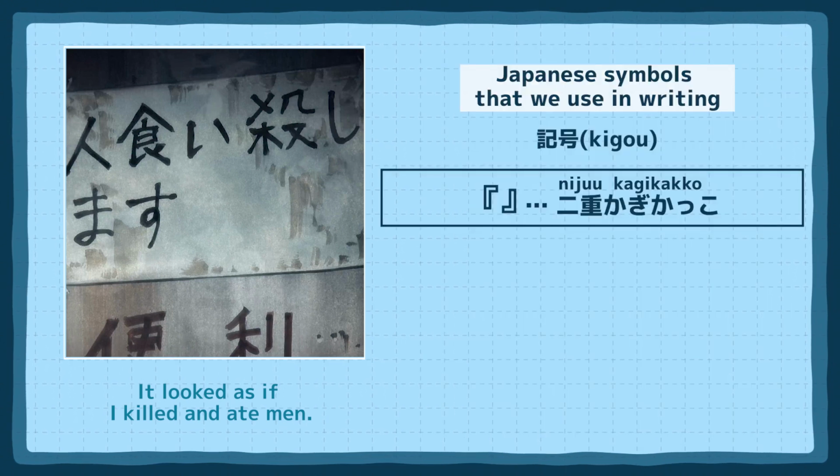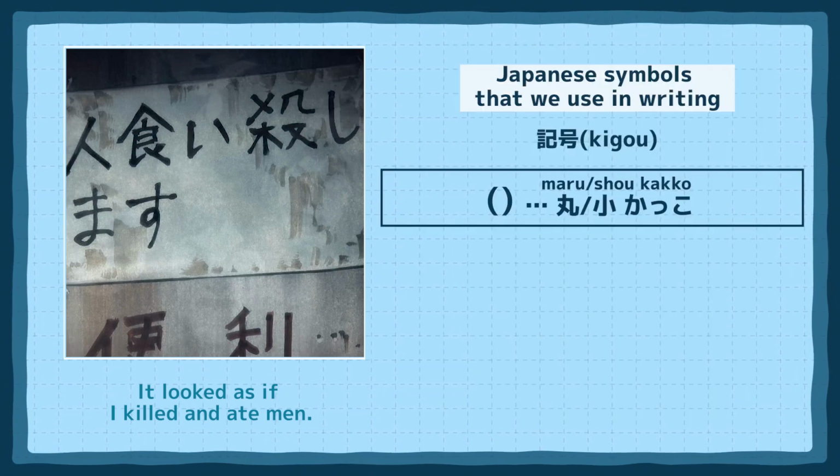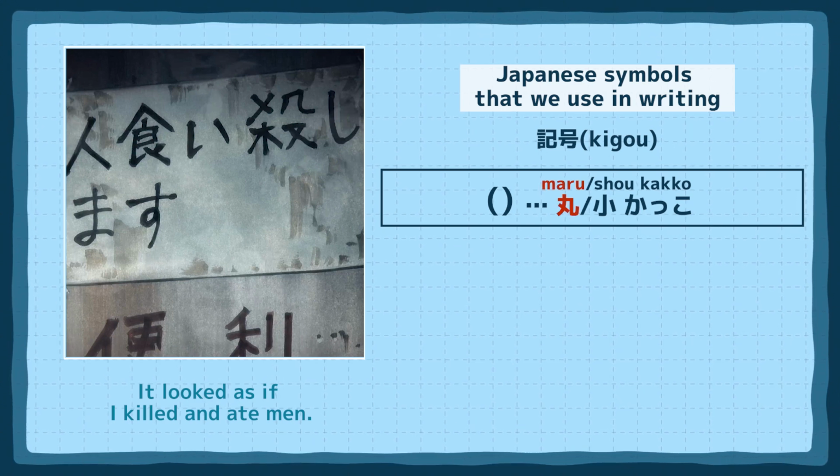And next, 二重鍵括弧. 二重 means double. In 鍵括弧, when you have to use another 鍵括弧, you have to use this 二重鍵括弧. But for the second dialogue, no need to change the line. But if you want to have the second dialogue long, better finish the first one and start the second dialogue the same way.